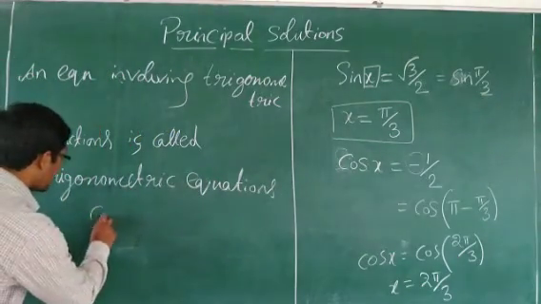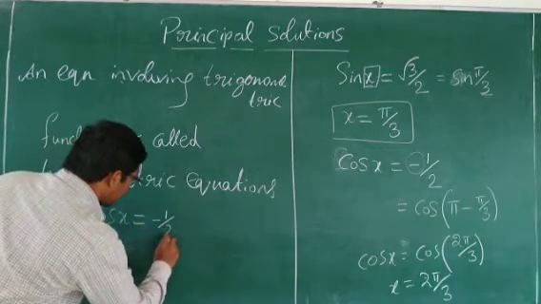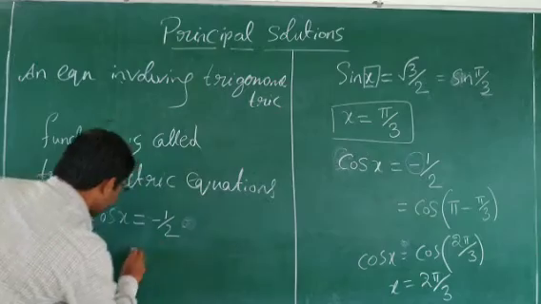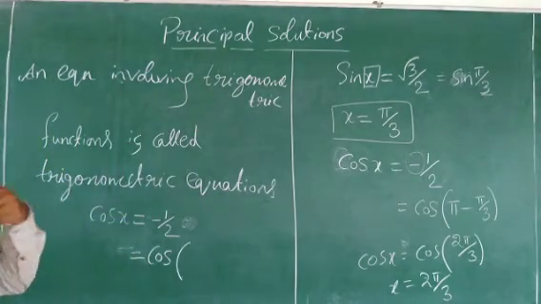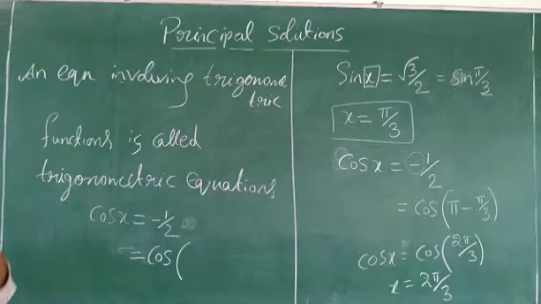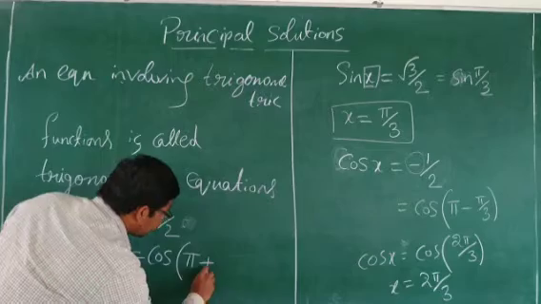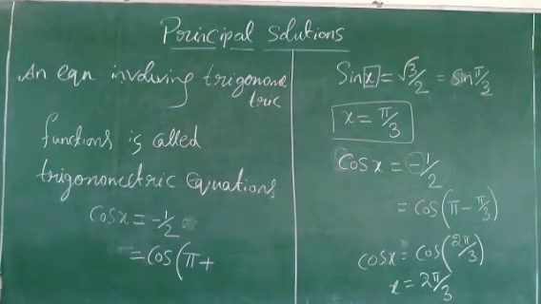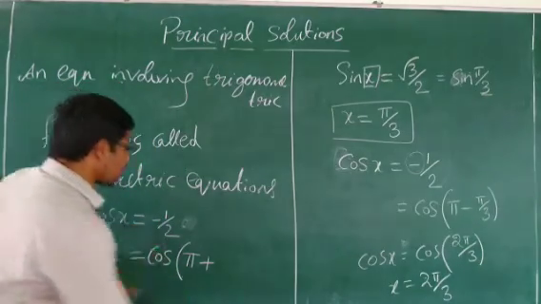So we can also write cos x is equal to minus 1 by 2 as cos of, we take one angle in the third quadrant. If you want an angle in the third quadrant, we should take pi plus. When you take pi plus, we get the angle in the third quadrant. So pi plus, again where do we get 1 by 2?